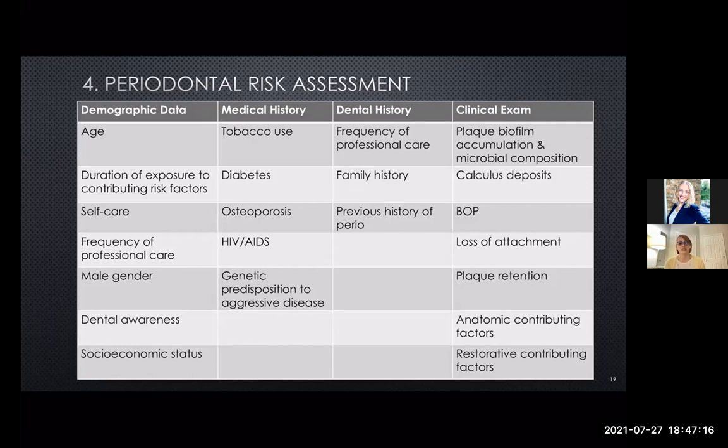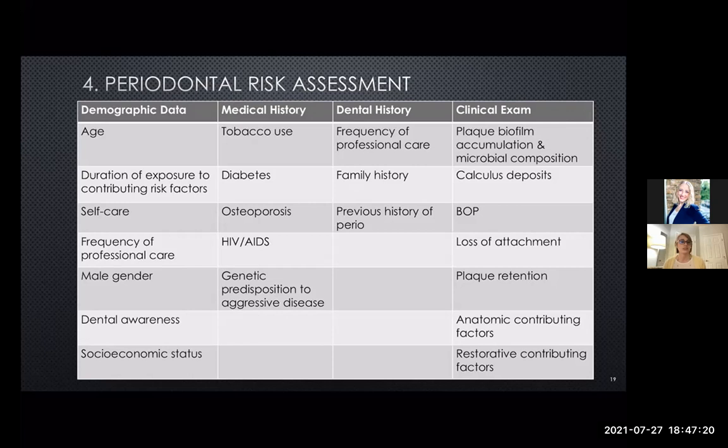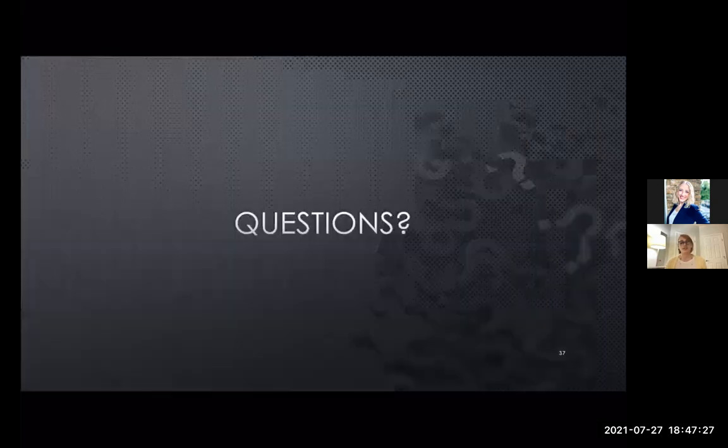So during our clinical exam, y'all already know what we're doing during our clinical exam, so I'm not going to go over that again for you. The big thing here is plaque retention. What plaque retention factors are we looking at?